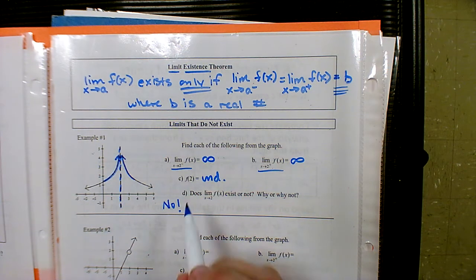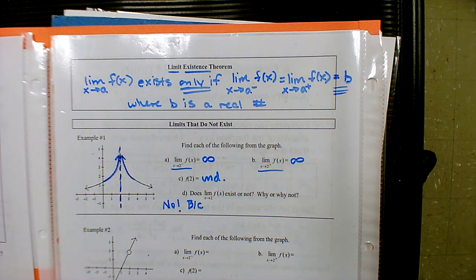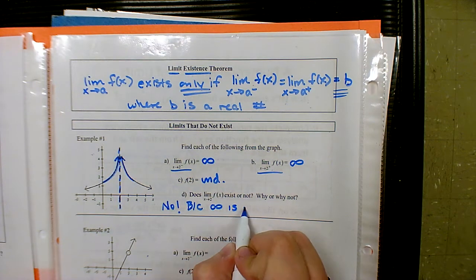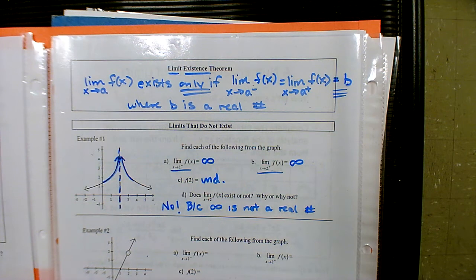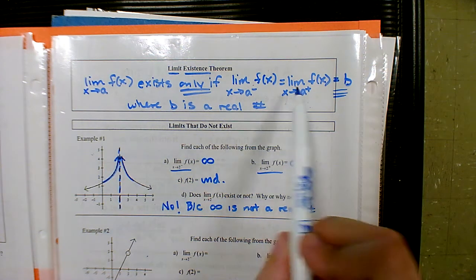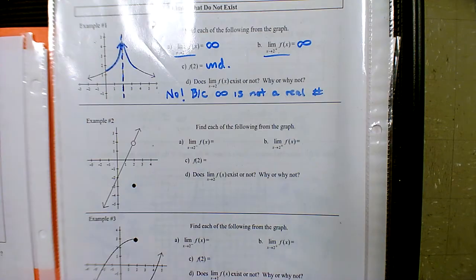Why? Because what? Good, right? b is not a real number, because infinity is not a real number. So there's kind of, I guess, two stipulations going on here. The left and the right side have to be the same, and that number has to be a real number. Two things going on. All right, let's check out the next one.